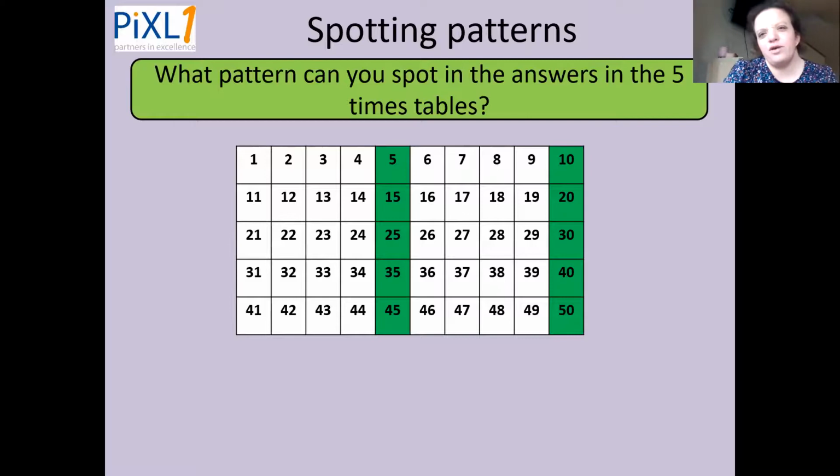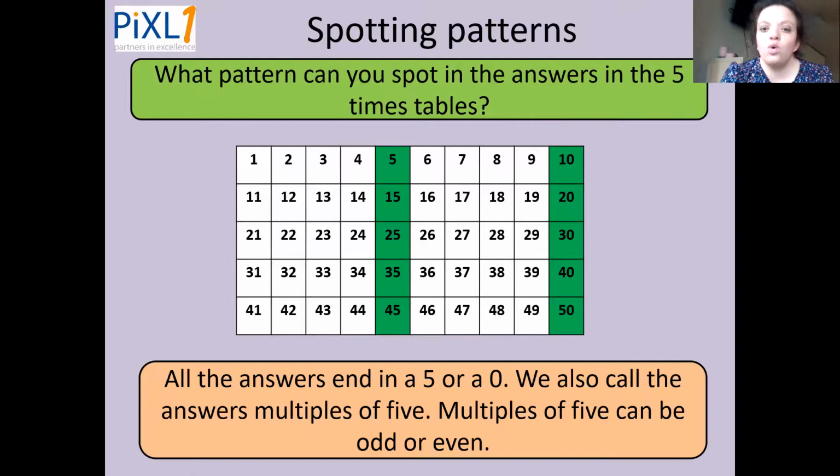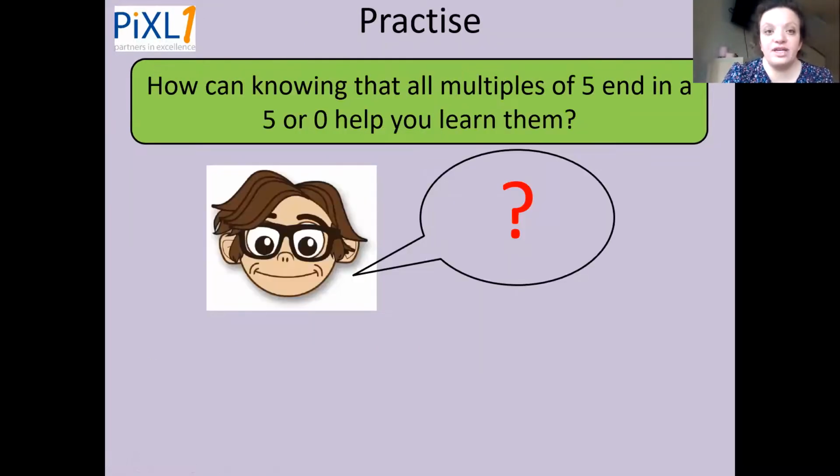What pattern can you notice in the 5 times tables? What do they end in their ones columns? Have a little look. Pause if you need to. All the numbers end in a 5 or a 0, and we call these answers multiples of 5. Multiples of 5 can be odd or even because 5 is odd and 0 is even. So we're looking at the ones columns, it can be either odd or even.